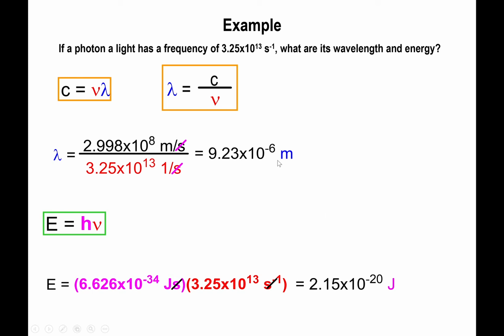The last thing I'll say is that if you have a problem where you start with wavelength, if the wavelength is not in meters, then you have to change it to meters. And that's where dimensional analysis will come in. You could be given a wavelength in nanometers or picometers or micrometers. You have to change that to regular meters.